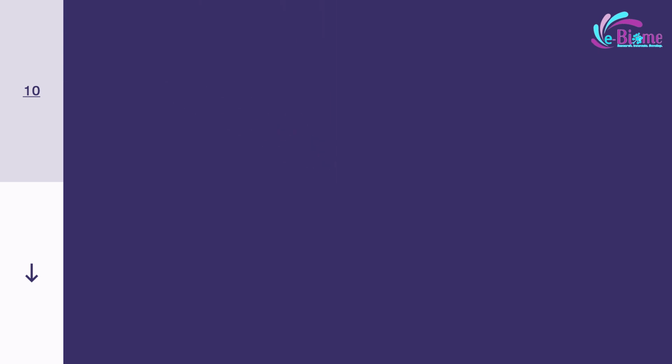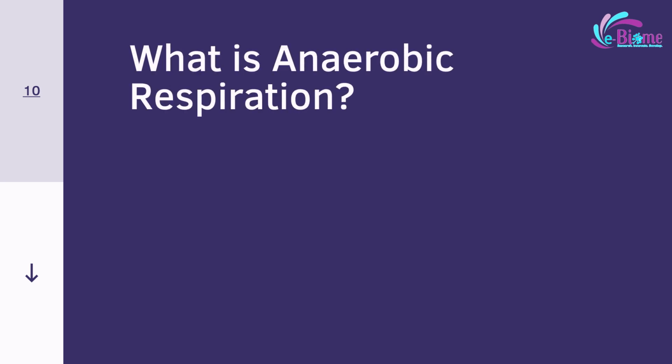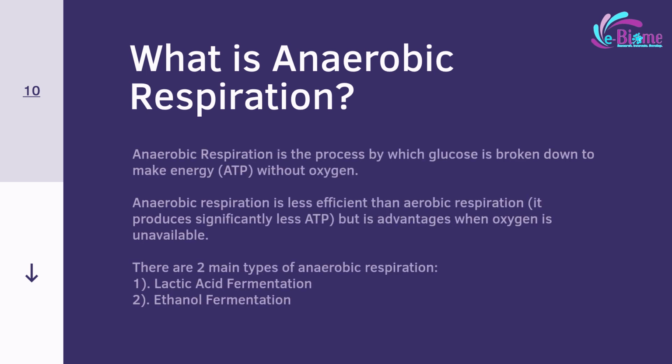Now that we hopefully understand what aerobic respiration is, let's look at the other type of respiration in this lesson, anaerobic respiration. Anaerobic respiration is the process by which the same glucose is broken down to create energy in the form of ATP, and here's the key, without oxygen. This is important because this means that you can have generation of energy without oxygen, which is very useful in cases where there isn't much oxygen around.